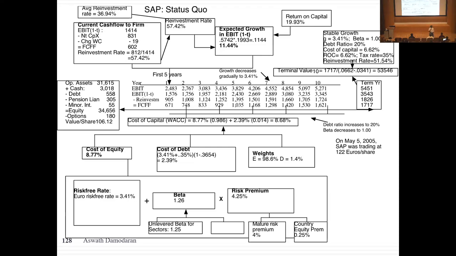It's a well-run company, high margins. It's reinvesting about 57% of its after-tax operating income, so that's pretty active, and earning a great return on capital, 19.93%. So it's growing fast. It is a company, though, that is funded almost entirely with equity, because the founding family and the managers tend to be very conservative. They've historically avoided debt, 99% equity, 1% debt. The value per share that I get is 106 euros.